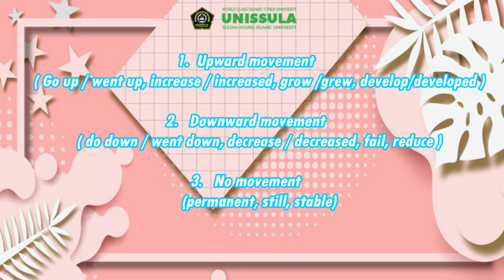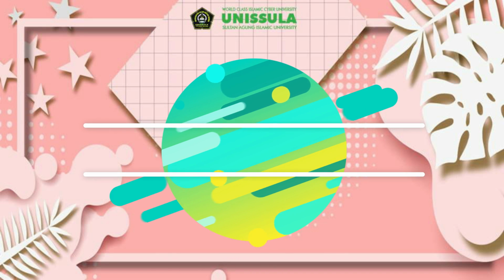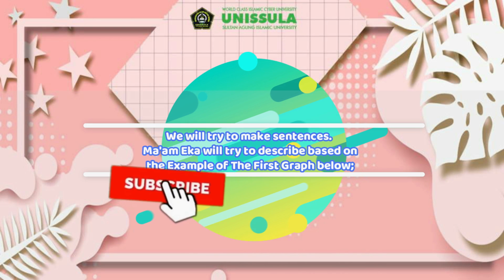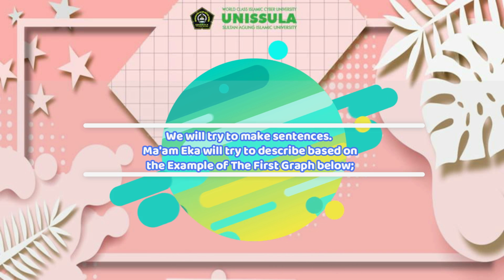The downward movement, for example, go down, went down, decrease, fall, reduce. This one. And then how about no movement? No movement, for example, permanent, still, stable. We are going to use this kind of word in a sentence. We will try to make sentences, or we will try to describe based on the example for the first graph below.